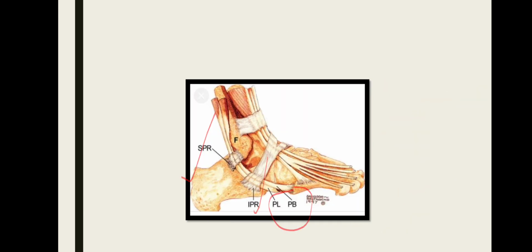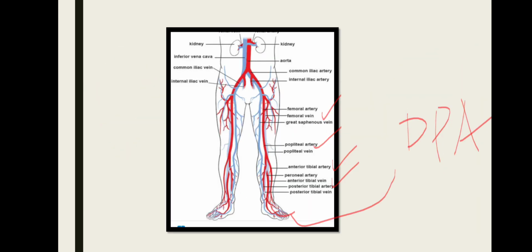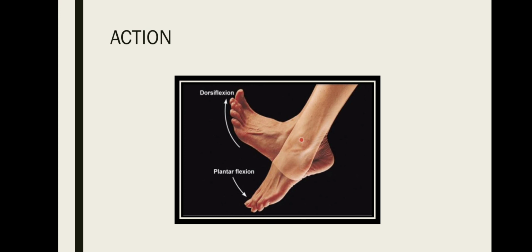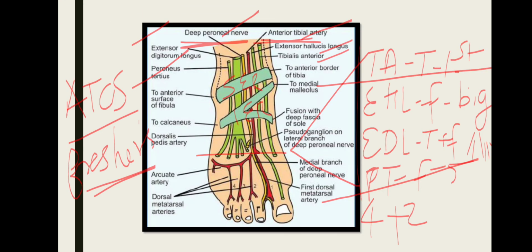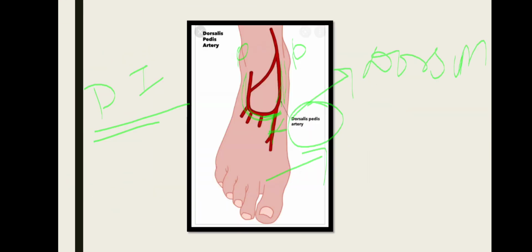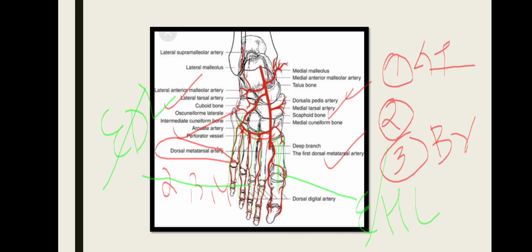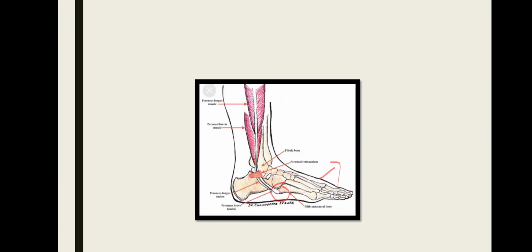There is one more movement. The anterior compartment muscles are mainly concerned with dorsiflexion. This is how you do dorsiflexion. So the anterior compartment muscles are dorsiflexors of the foot. Remember this: the anterior compartment muscles, that is tibialis anterior and all the others, are dorsiflexors of the foot. The lateral side muscles are mainly everters of the foot.